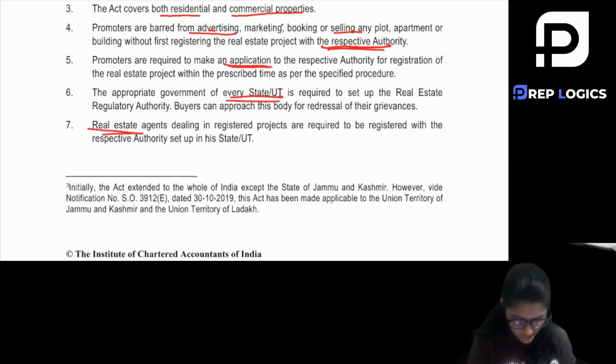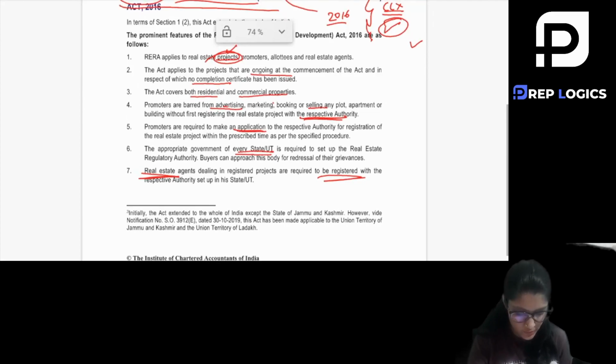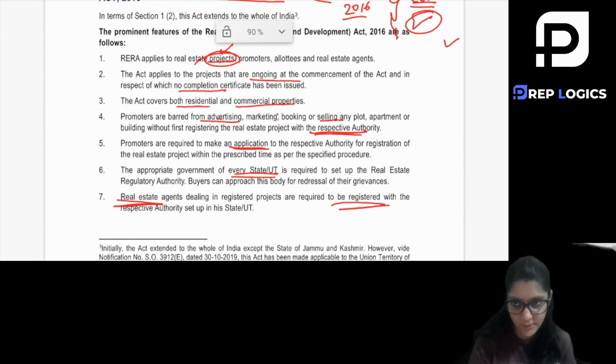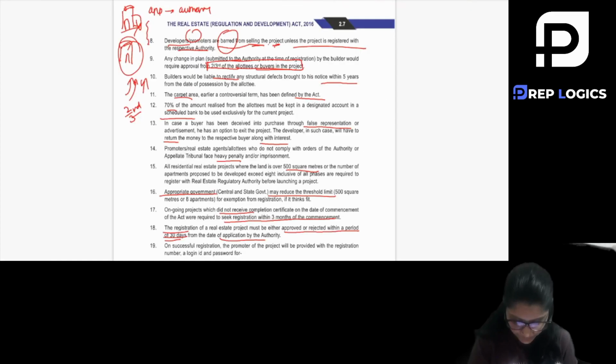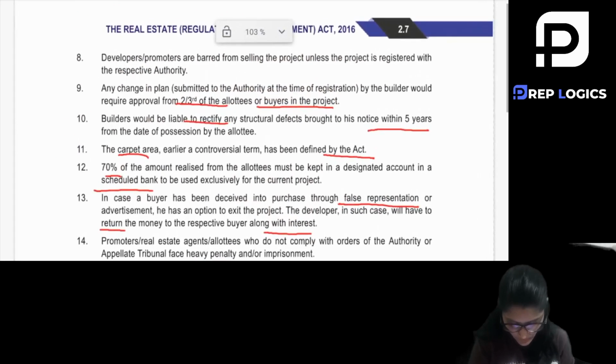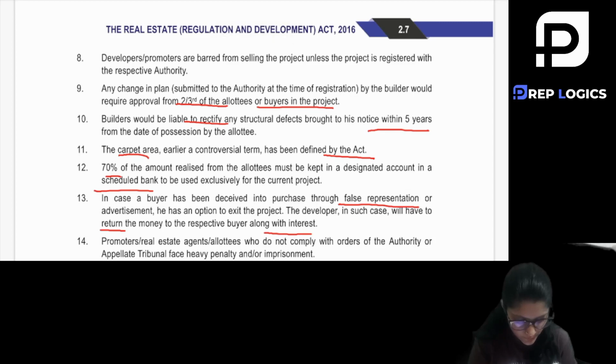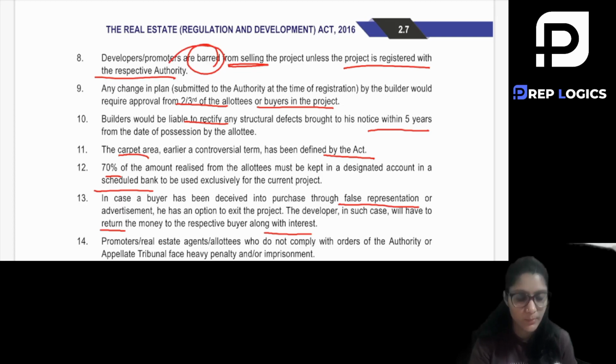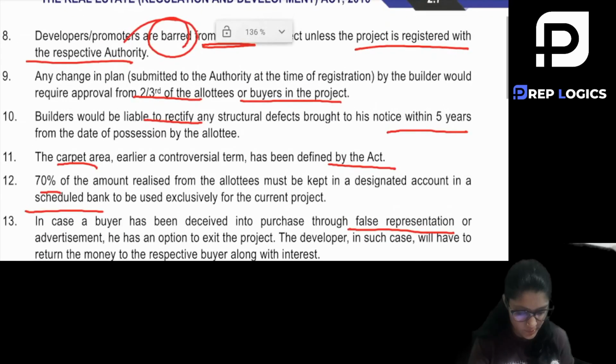And the real estate agents also need to be registered with the authority. If the project has not been registered, then the selling of the project is barred. You cannot sell the property unless and until the project has been registered with the respective authority.